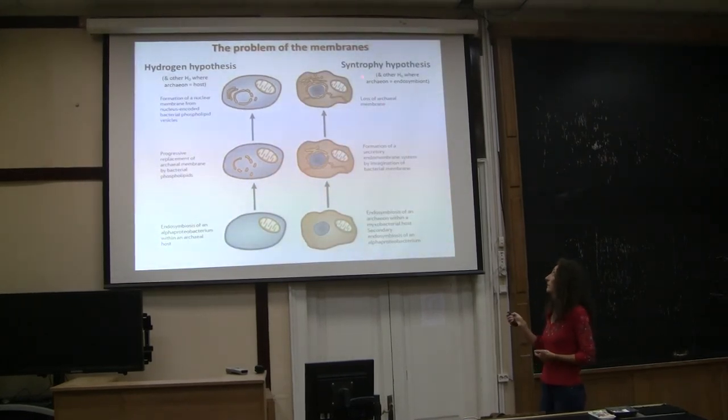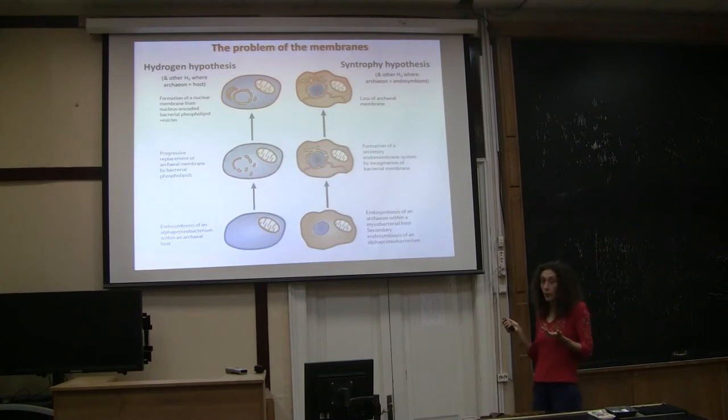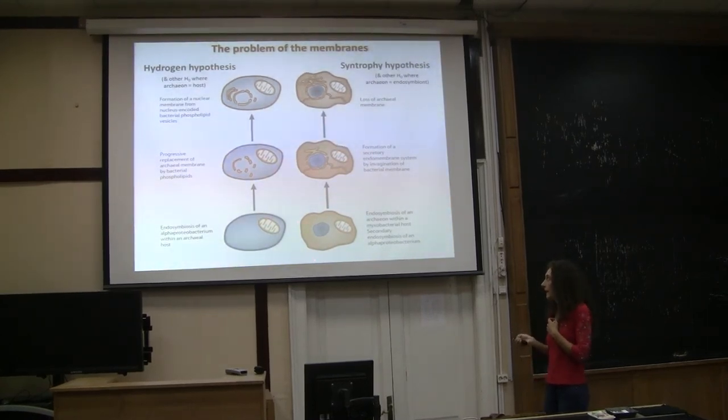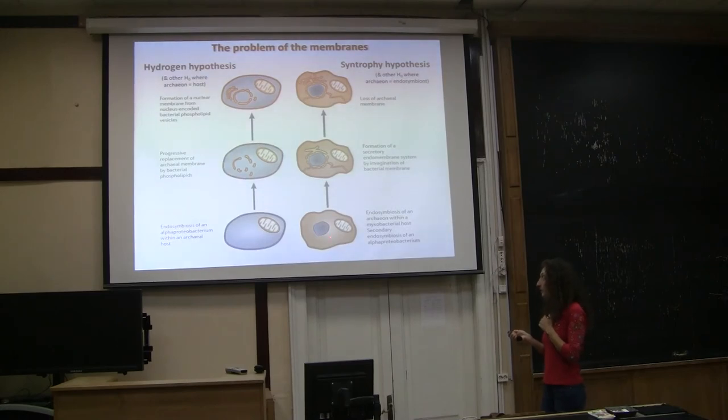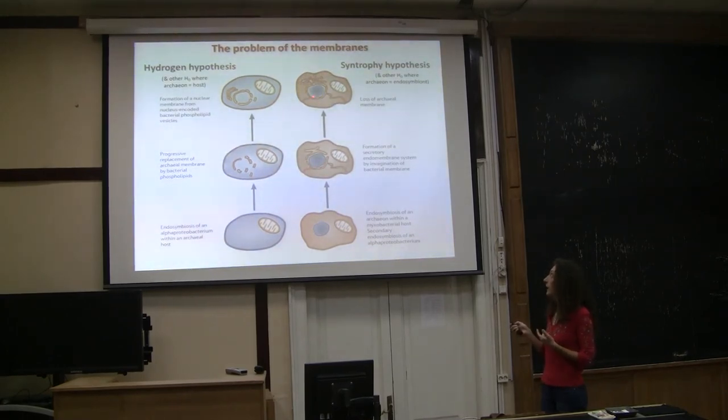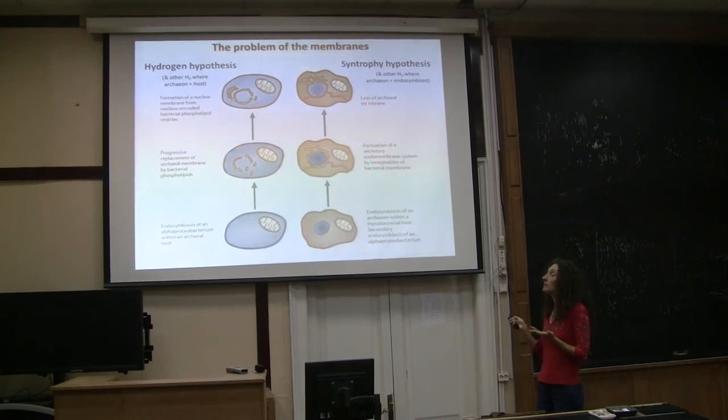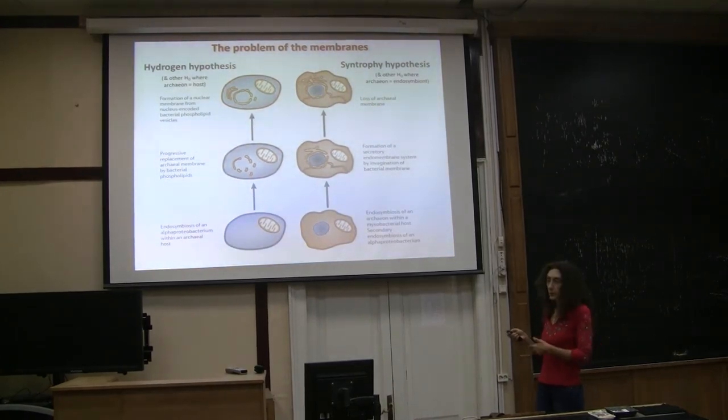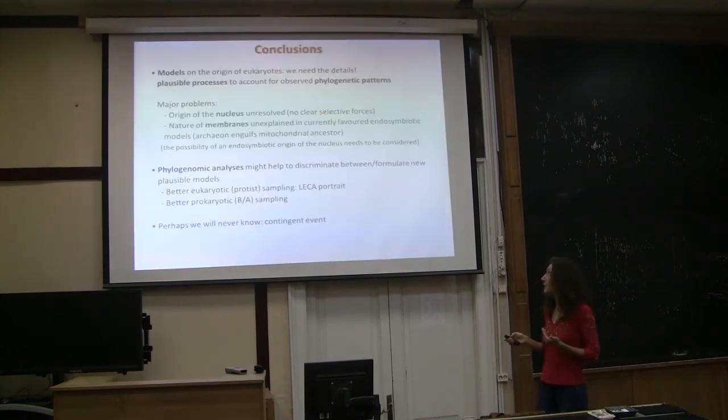By contrast, in the syntrophy hypothesis and all other models that propose a bacterial ancestor and an endosymbiotic origin of the nucleus, we already have a bacterial membrane outside. So the only thing you need to postulate is a classical endosymbiotic origin of the nuclear membrane and the loss of the membrane of the archaeal endosymbiont. This may be wrong, but from the perspective of membrane origins it seems perhaps easier than the other models. In any case, it is an open question.